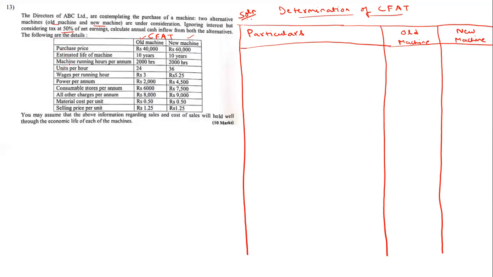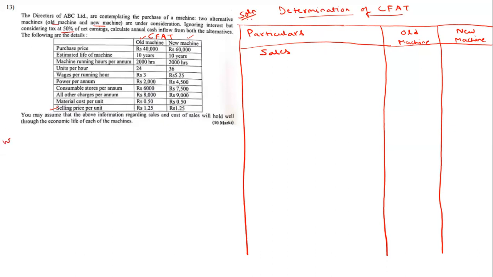However, if you look into each of these particulars, you'll be seeing somewhere here the selling price per unit, rupees 1.25 for old machine and rupees 1.25 for new machine. But it is not the overall sales. Now, how do I get that sales is a big question for us now. We need to get the sales for both old machine as well as new machine.